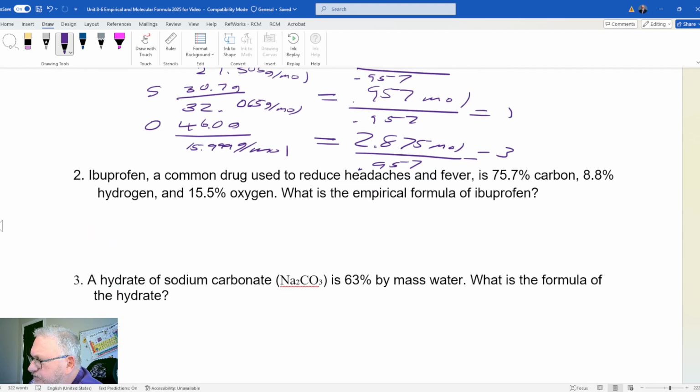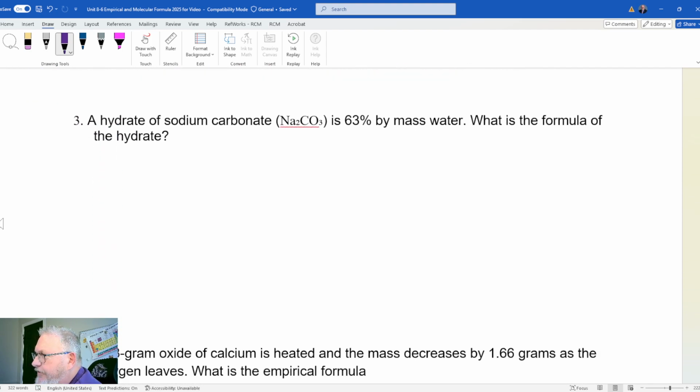Okay, so let's go down here. Let's look at this hydrate of sodium carbonate. Na2CO3 is 63% by mass water. It's a hydrate. That means it's got some water. So it's going to be something. Well, I just gave it. Oh, we don't know how many waters it is. So we've got 1 Na2CO3 times a certain number of moles of H2O.